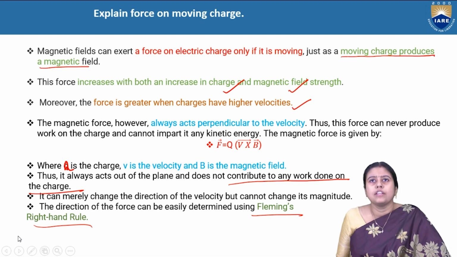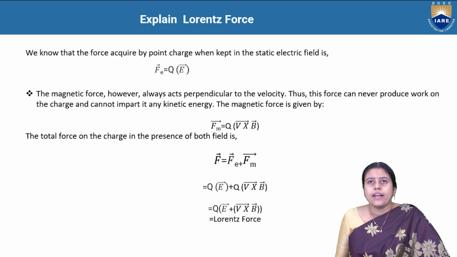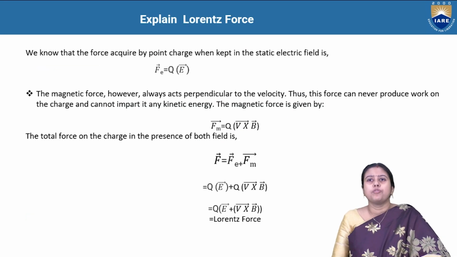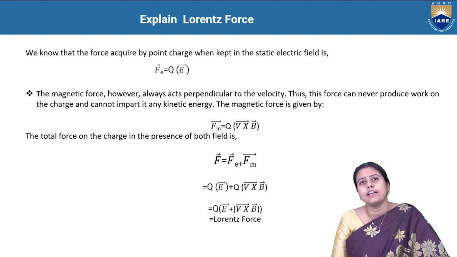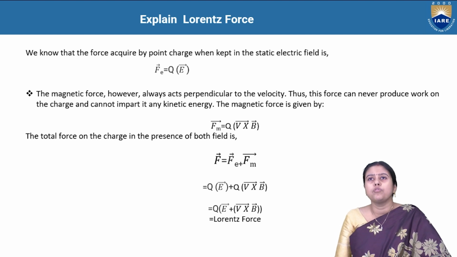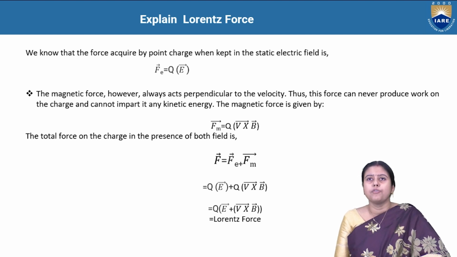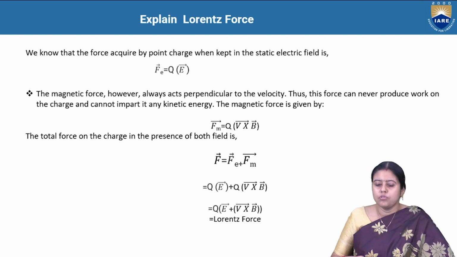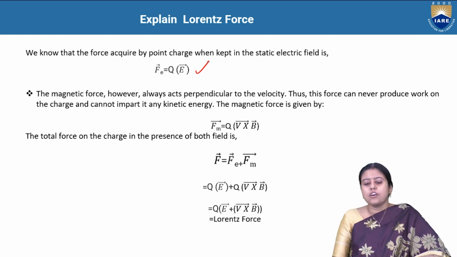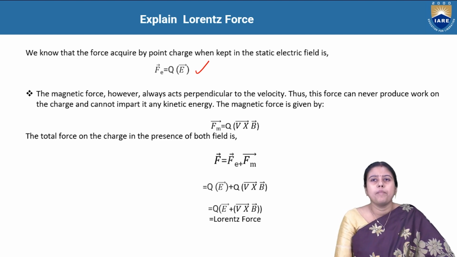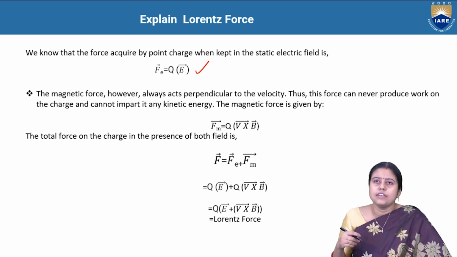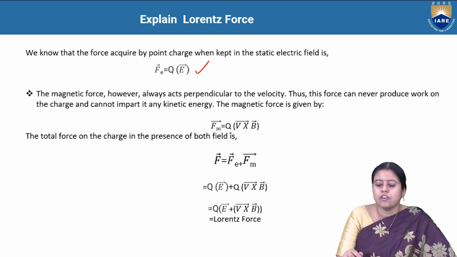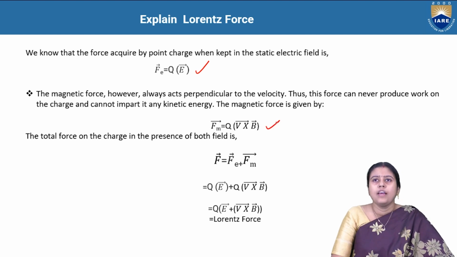But this is only when the moving charge is in the magnetic field. Explain Lorentz force. What is Lorentz force? When some electrical charge or current is flowing through a magnetic field, it will experience an electric force, and the electric force Fe is equal to Q into E. Again, we know Fm is equal to, as we just discussed, when the electric charge moves in the magnetic field, Fm is equal to Q V cross B.